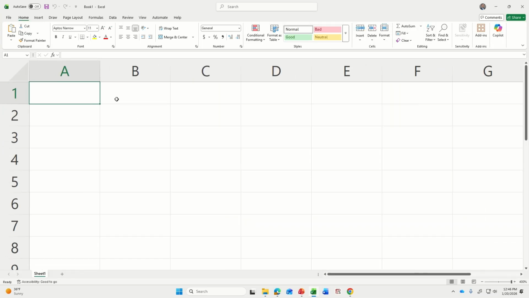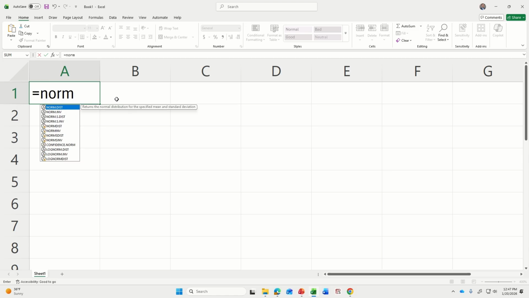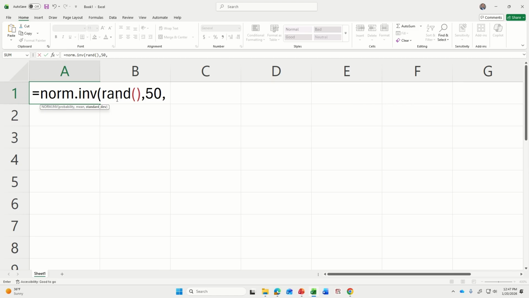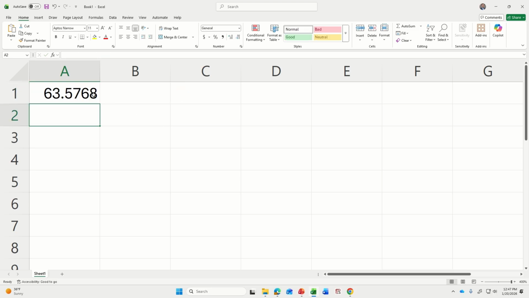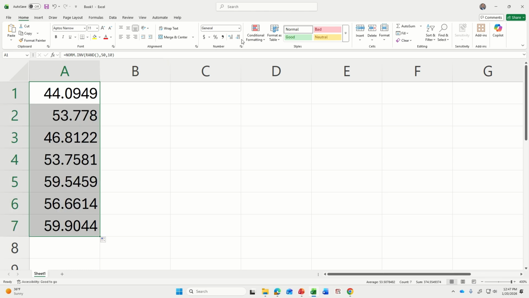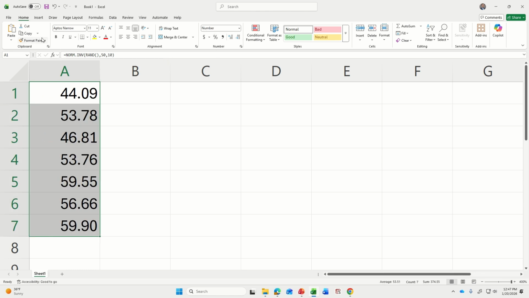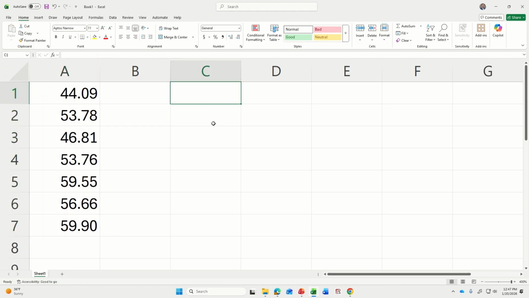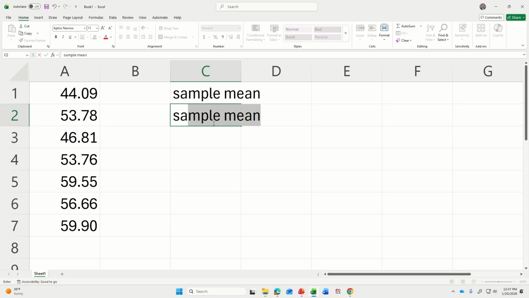I'm going to take my own advice and create a little spreadsheet here. I'm going to come up with some random values that are going to have a mean of 50 and a standard deviation of 10, let's say. And from this, I'm going to calculate a sample mean, a sample median, and sample mode.